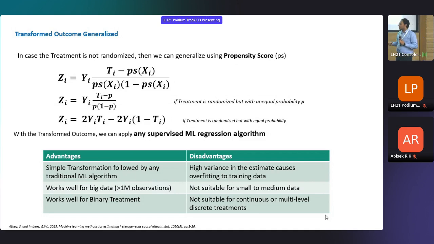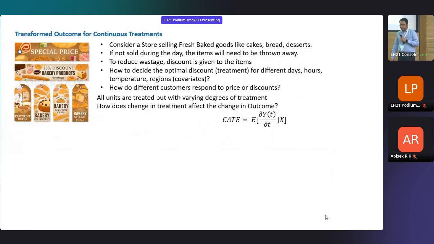And this is not suitable for continuous or multi-level discrete treatment. So what do we really mean by continuous treatment? So far by treatment, we were talking about some offer, it's binary, we are either giving it to someone or not. But continuous treatment can be something like this. Consider a store selling fresh baked goods like breads or cakes, and if we are not able to sell them within a stipulated amount of time, they go to waste. In such a scenario, we can provide dynamic discounts so that we are able to sell that product in time. So in that scenario, the discount itself becomes the treatment.